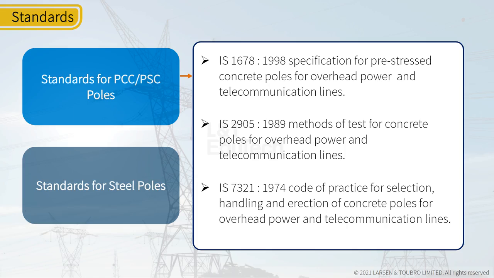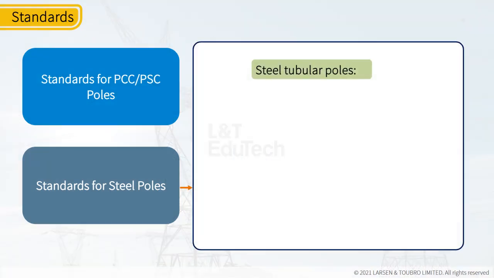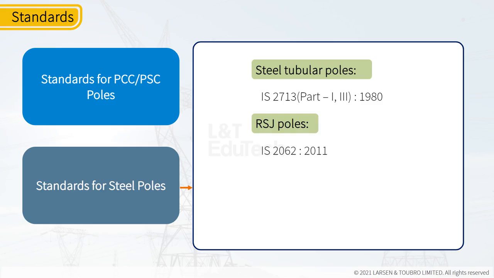IS 7321-1974, Code of Practice for selection, handling and erection of concrete poles for overhead power and telecommunication lines. Steel tubular poles: IS 2713 Part 1 to 3, 1980. RSJ poles: IS 2062-2011, IS 808-1989, IS 1852-1895. Let's learn the minimum specifications for PSC poles.